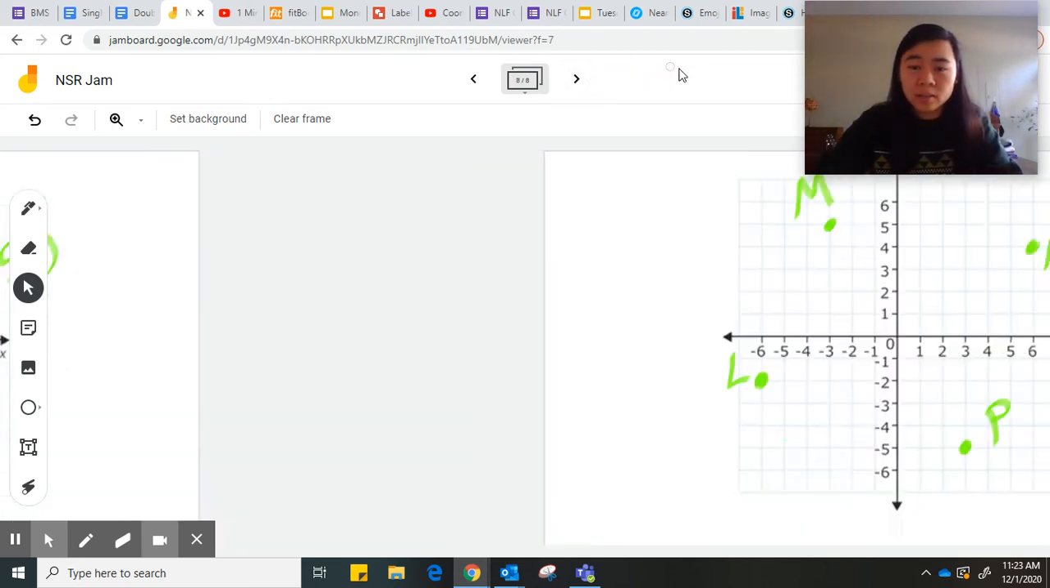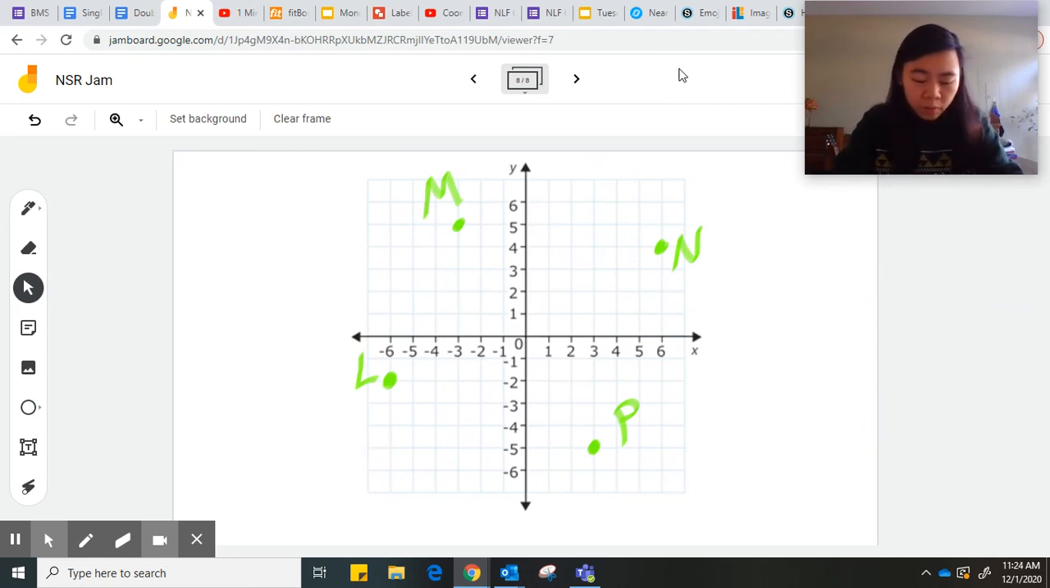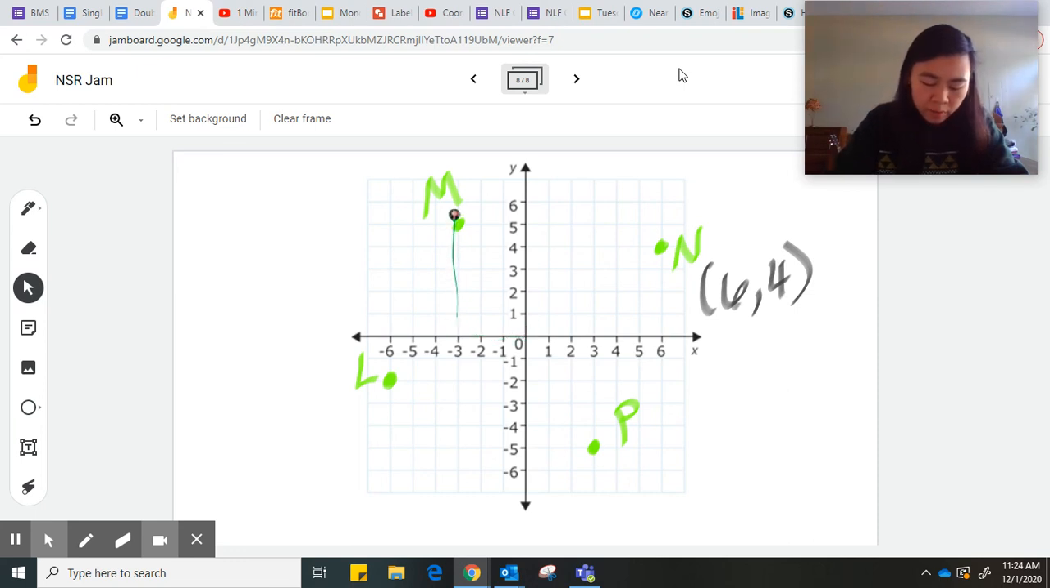Okay, I have one more set. And again, you can practice with me, you can follow along, or you can pause it, try yourself. And just a reminder, this is quadrant 1, 2, 3, and 4. Okay, like we drew a C. Okay, point N. We start at 0, 0. We got to go to the right 6 and then up 4. So this is going to be 6, 4. Point M, this time we got to go to the left, start at 0, go to the left, -3, and then up 5. So this is going to be -3, 5.